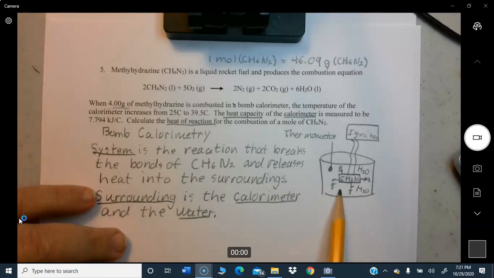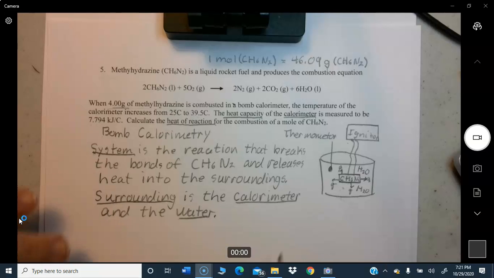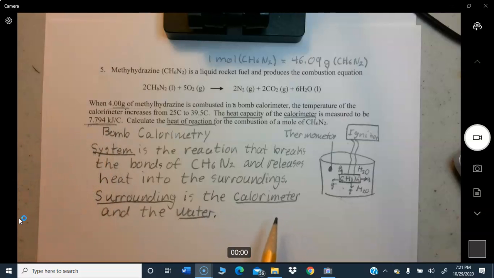That's simply not going to be the specific heat of water. The calorimeter has its own heat capacity. So how do you determine that? That's this number right here, 7.794 kilojoules per degree centigrade. That's the heat capacity for the calorimeter. It has to be determined experimentally before you do this experiment. If you bought this from a manufacturer, they would list that as a specification, what the heat capacity of this calorimeter is. So that's something you would know from the manufacturer. Or you would do an experiment, and we won't get into what that experiment is, that would determine the heat capacity of this calorimeter.